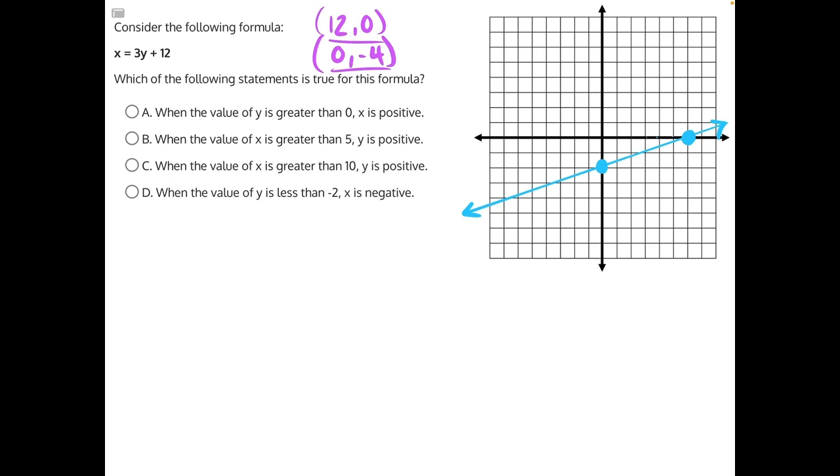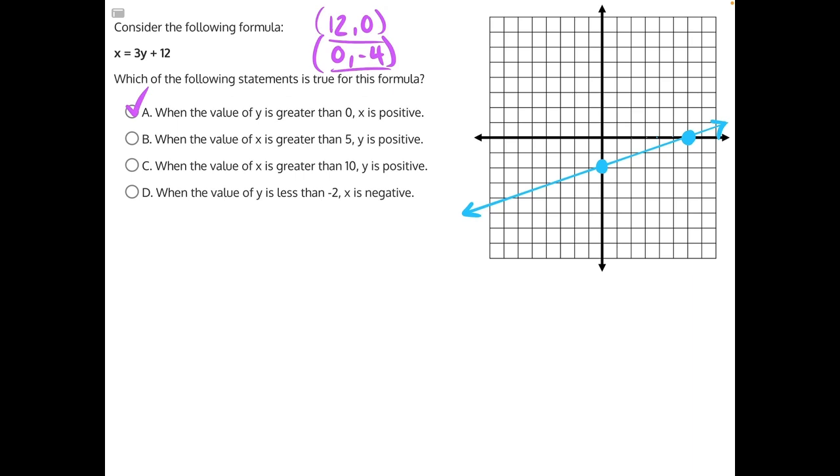A says when the value of y is greater than 0. So here's where y is equal to 0, and greater than is everything above this line. X is positive. Well, this already looks to be true because all of these values are extending into positive infinity in terms of x. So that would mean that A is correct. At that point, you can mark A and move on with the rest of the test, but for the sake of the video, I will show you why B, C, and D are incorrect.